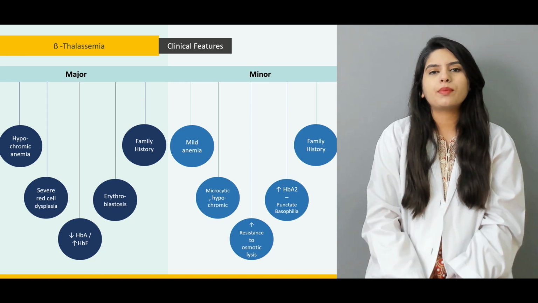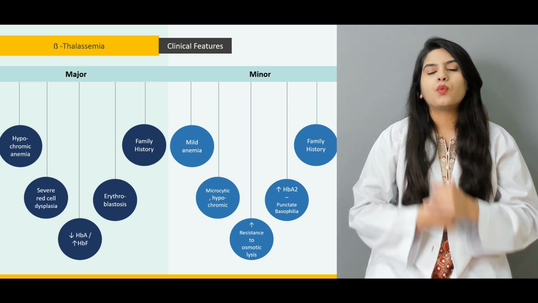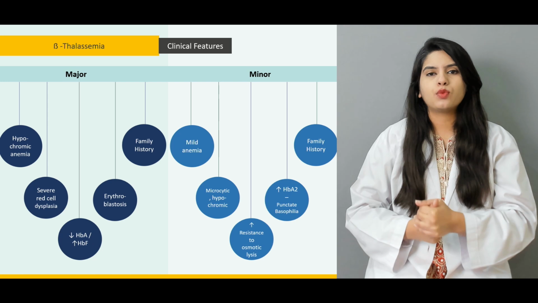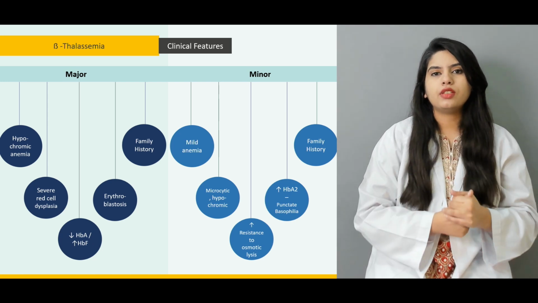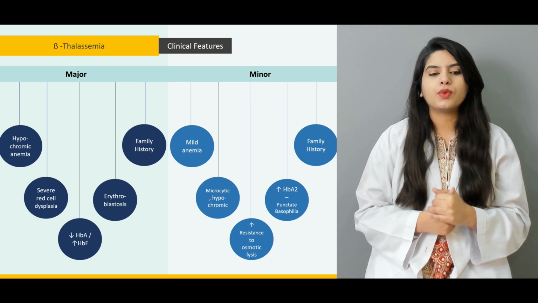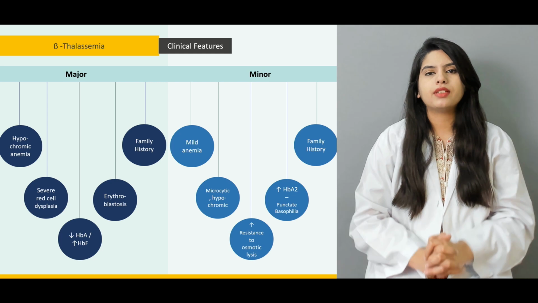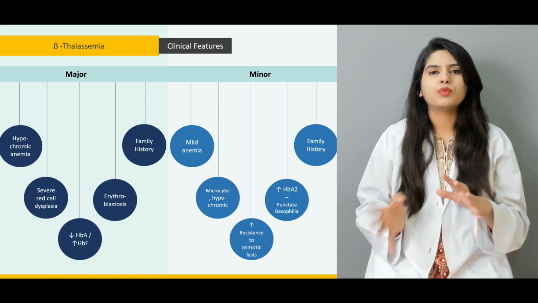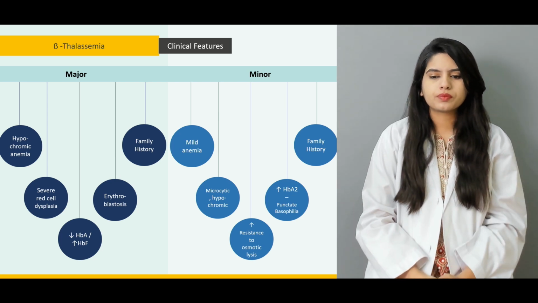So these are the two types of thalassemia, major and minor. The one with the more severe disease and the one with the less severe disease and symptoms. In case of the major, there will be severe red cell dysplasia, and the type of hemoglobin that will be present is HbF. Whereas in case of the minor, the type of hemoglobin that will be present is HbA2.